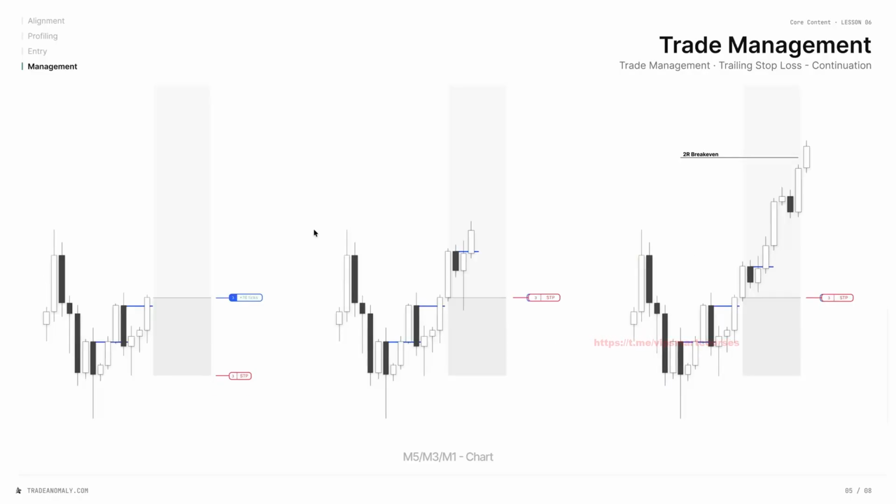So now let's talk about trailing your position when trading a continuation. This is when you enter off that propulsion block. Once price revisits that propulsion block or just forms that order block above your entry, this is essentially where you can go break even. Another way you can go break even is simply if you hit 2R.